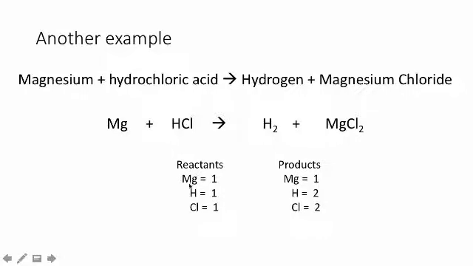So on the reactant side, we have 1 magnesium, 1 hydrogen, and 1 chlorine atom. On the product side, we have 1 magnesium, we have 2 chlorine atoms, and we have 2 hydrogen atoms. So this equation is not balanced. We need to add a coefficient to the reactant side of the equation to increase the number of hydrogen and chlorine. So I'm going to add a coefficient in front of hydrochloric acid. We now have the same number of atoms on the reactant side as the product side.